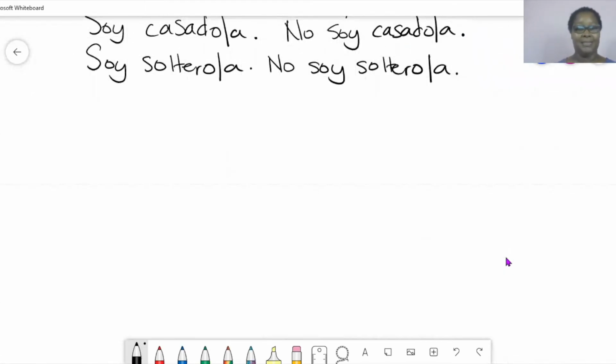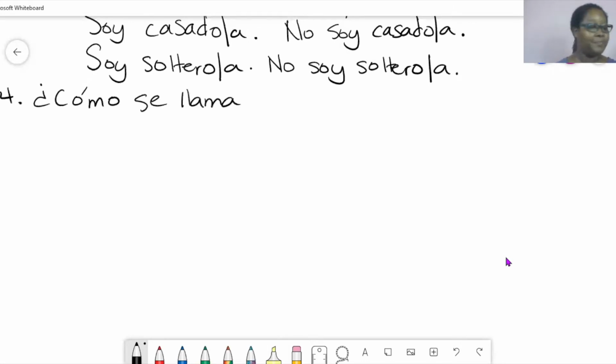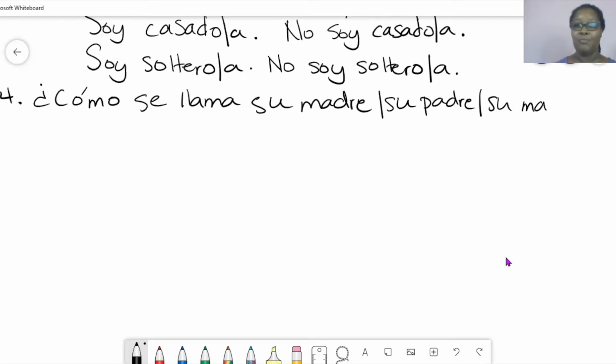Número 14. Let's go. And this is almost a repetition because I kind of touched on this in the previous category of preguntas personales. So this should be a breeze to get through right here. ¿Cómo se llama su madre o su padre o su marido o su esposa? Su anybody at all, su hijo, su hija, su abuelo, su abuela, everybody at all.